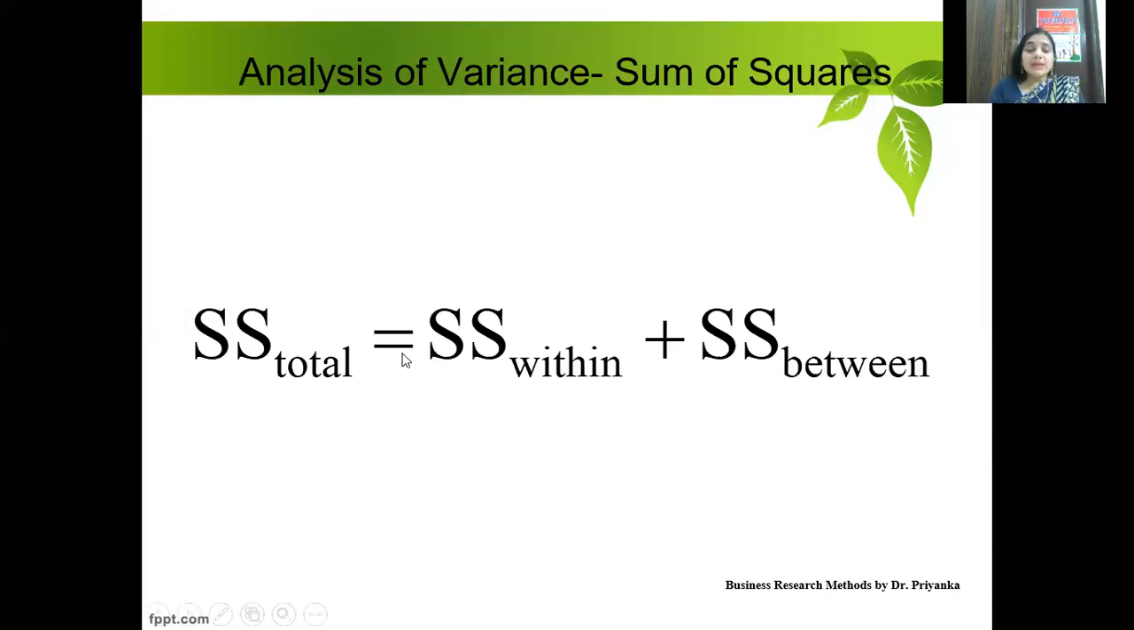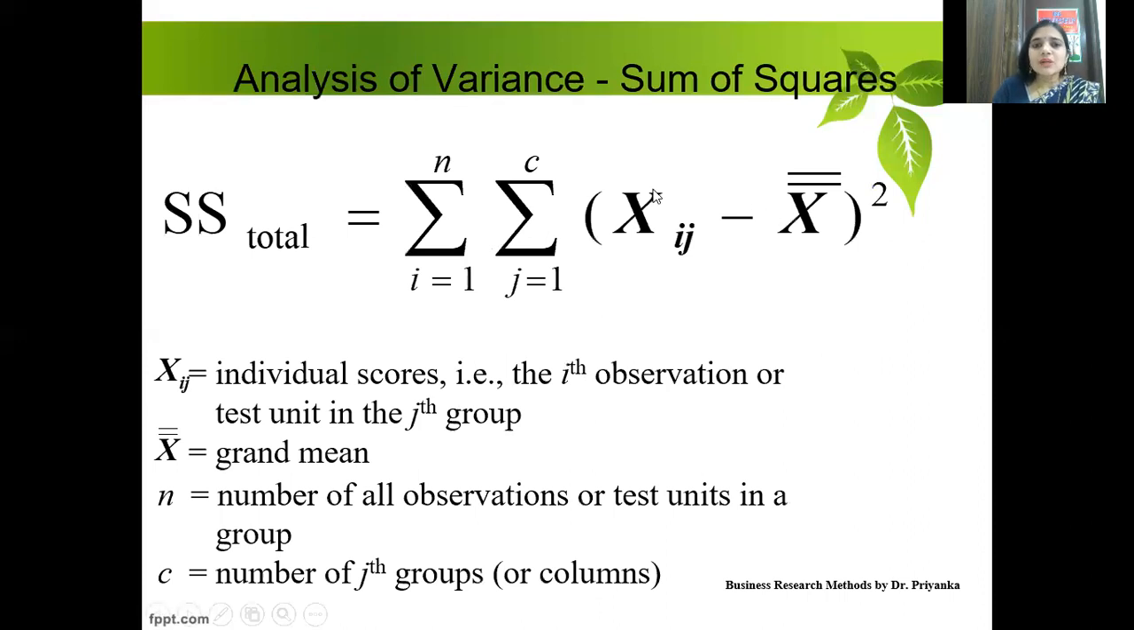There is a proper structure for that, and here it is. You will be calculating SS total, that is sum of squares, as SS within plus SS between, and we'll be calculating all 3 values like this. SS total basically is equal to the summation of xij minus x bar bar, the whole square, where i is equal to 1 up to n, and j is equal to 1 up to c. Here xij is the individual score, the ith observation or test unit in the jth group, right? And this is your grand mean, the mean of all the means.